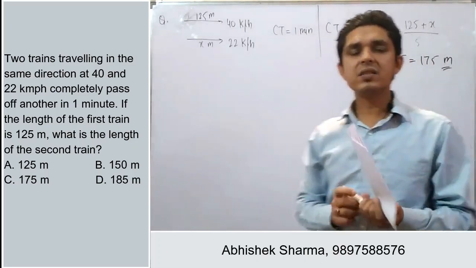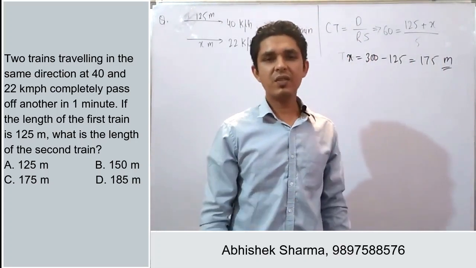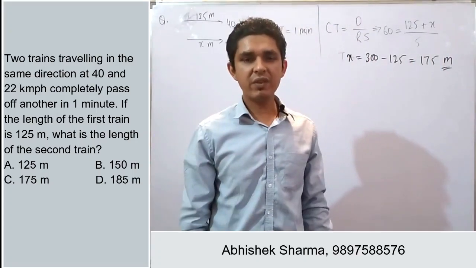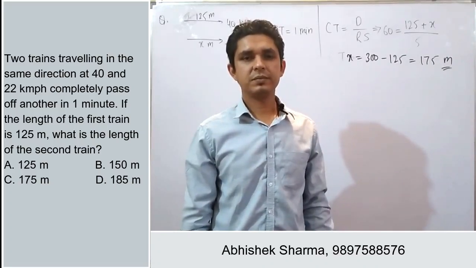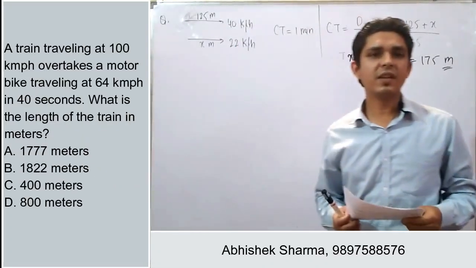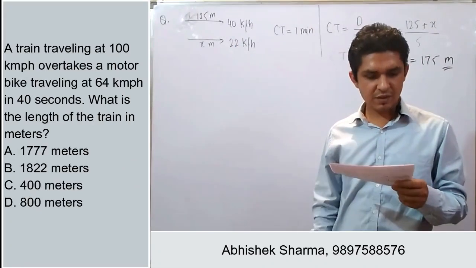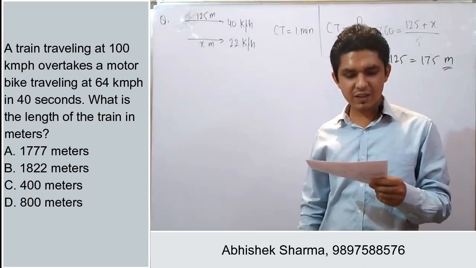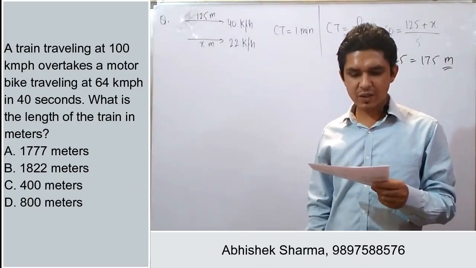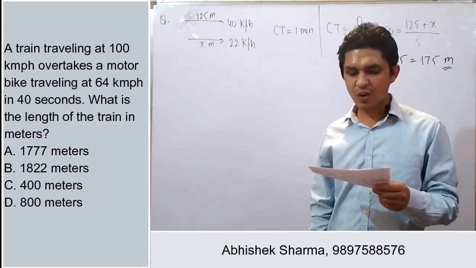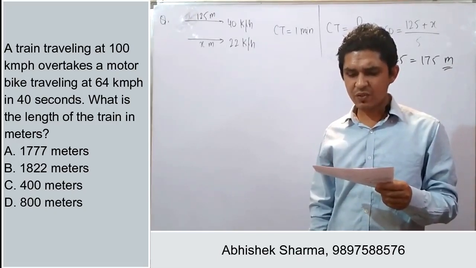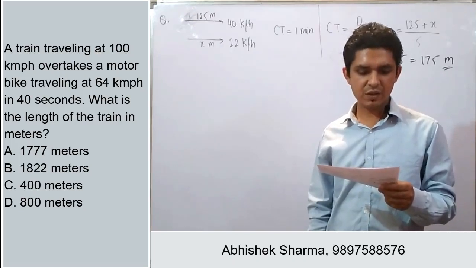Hence, our answer will be 175 meter. The length of second train will be 175 meter. Is it clear? Okay. Coming to the next one, the question is, a train traveling at 100 km per hour overtakes a motorbike traveling at 64 km per hour in 40 seconds. What is the length of the train in meters?